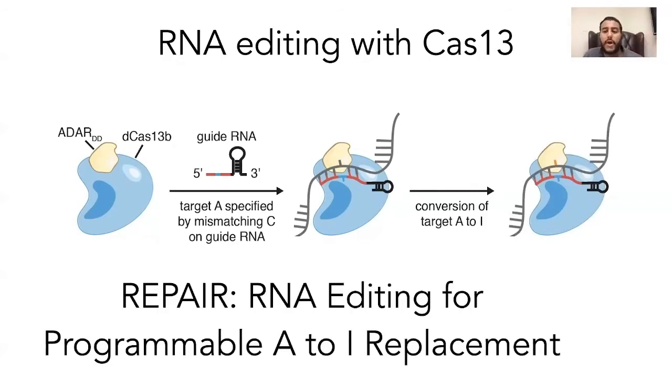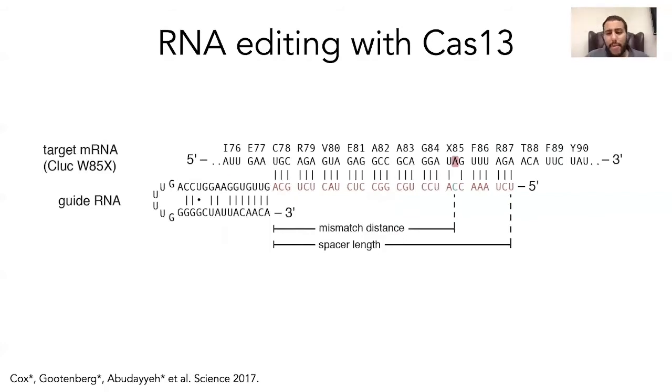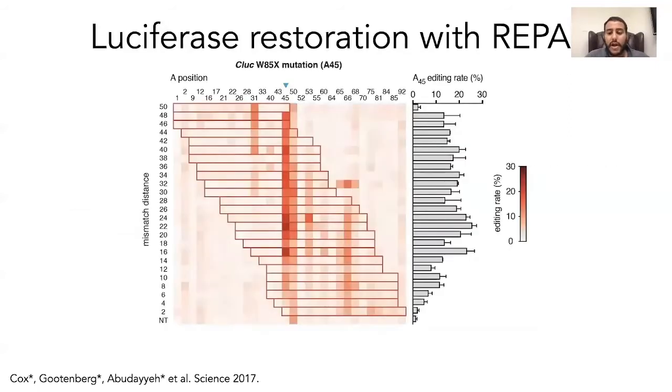And we've called this technology REPAIR. Now, by modulating different parameters of the guide, including the length and the position of the A and the mismatch, we actually get much different editing rates. And as shown here, we've seen up to 30% programmable editing using this REPAIR system by being able to do this.